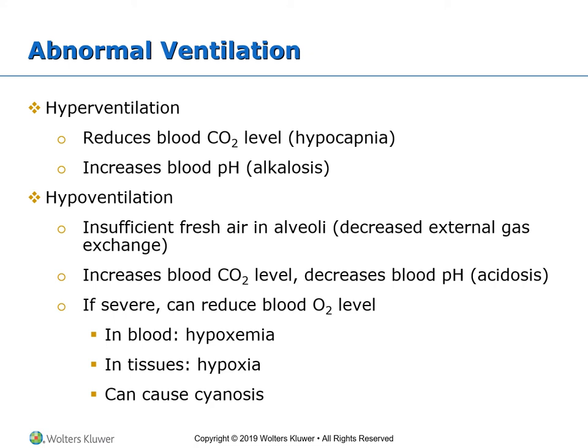The other end of the condition of abnormal ventilation will be hypoventilation. In hypoventilation, not enough air enters and ventilates the alveoli in order to maintain a normal oxygen level at the tissue level. We result in the blood, we call it hypoxemia, low levels of oxygen in the blood, and hypoxia, low levels of oxygen at the level of the tissues.